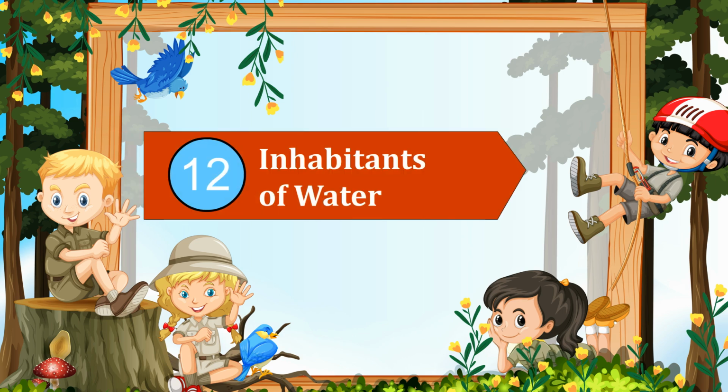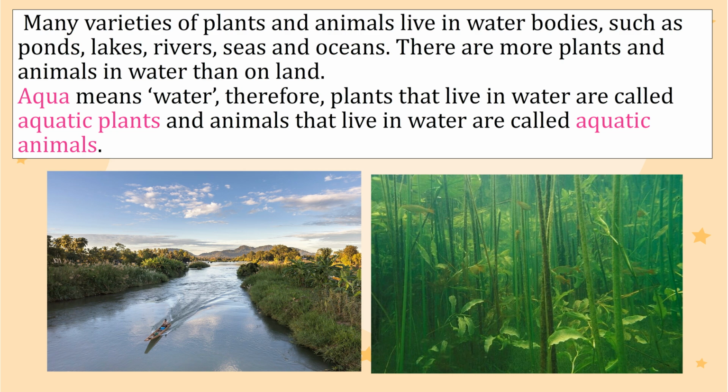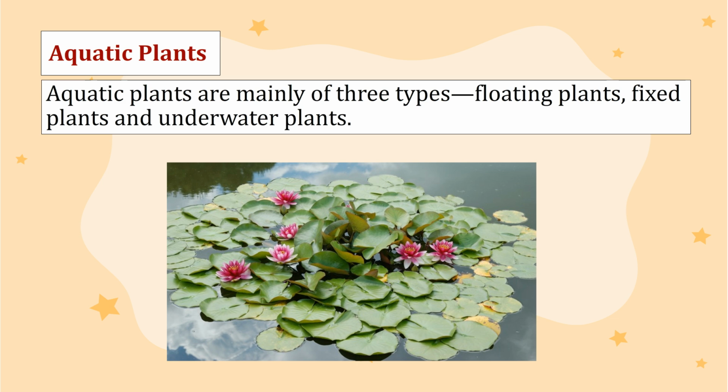Inhabitants of water. Many varieties of plants and animals live in water bodies, such as ponds, lakes, rivers, seas and oceans. There are more plants and animals in water than on land. Aqua means water, therefore, plants that live in water are called aquatic plants and animals that live in water are called aquatic animals.